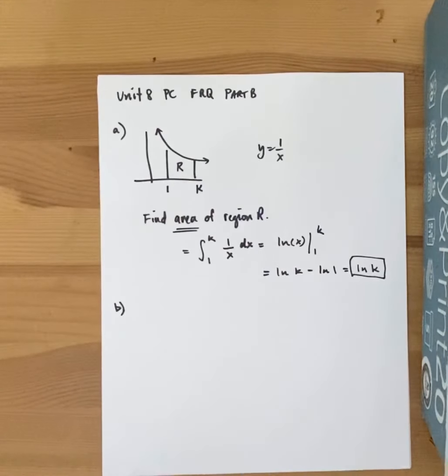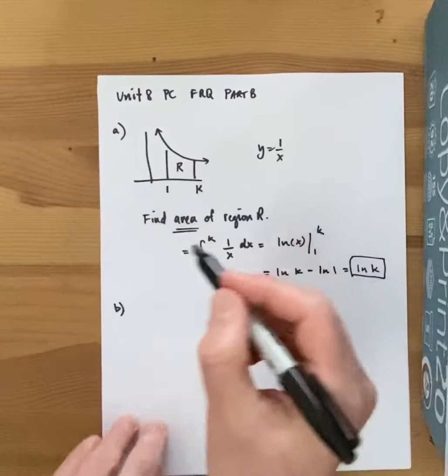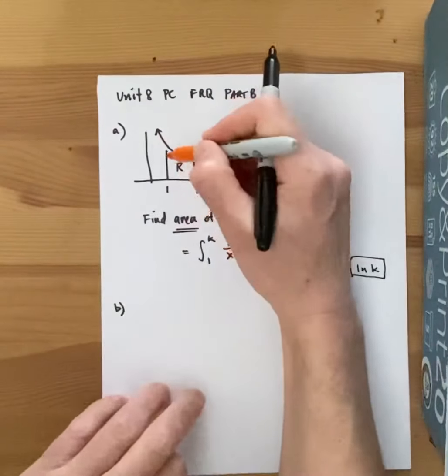All right, so part B, it says write the integral, do not evaluate, expressions in terms of k involving one or more integrals that gives us the perimeter of that region. Okay, so if we're looking for the perimeter of that region, you have to think about everything that is given. So we're looking for all the way around.